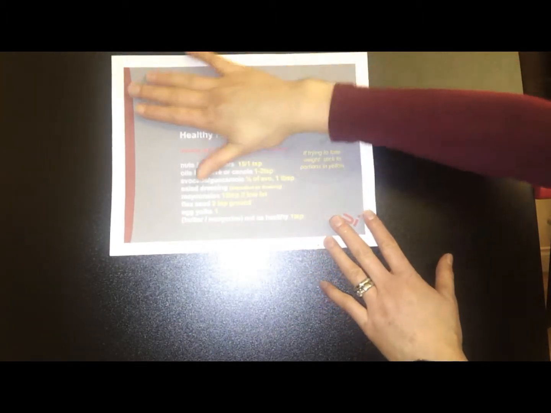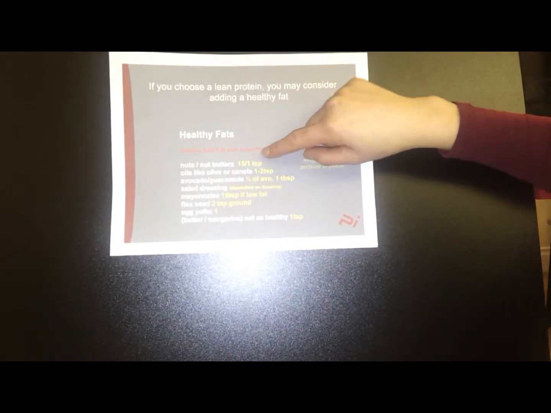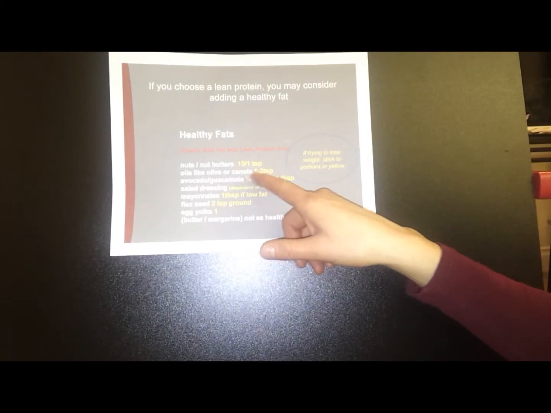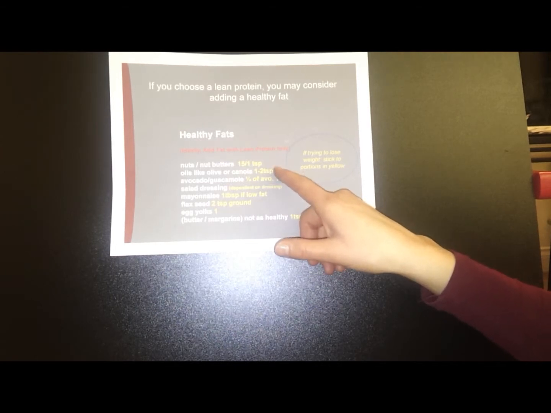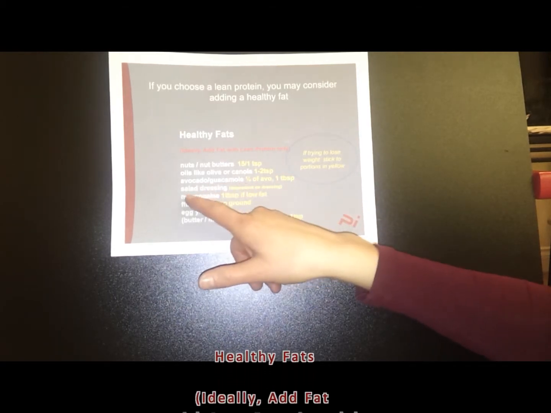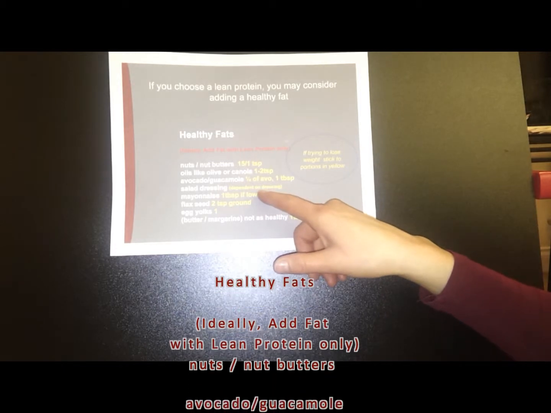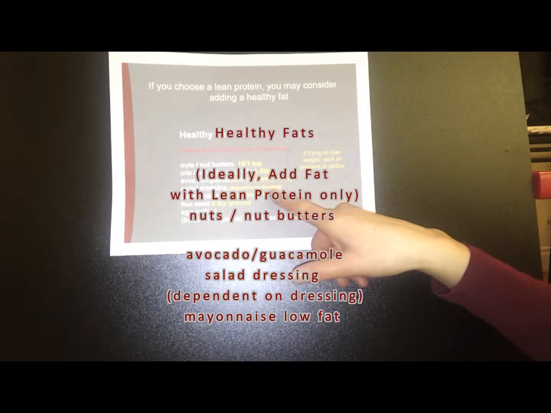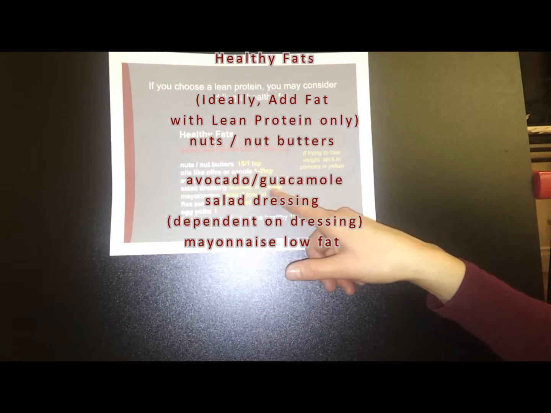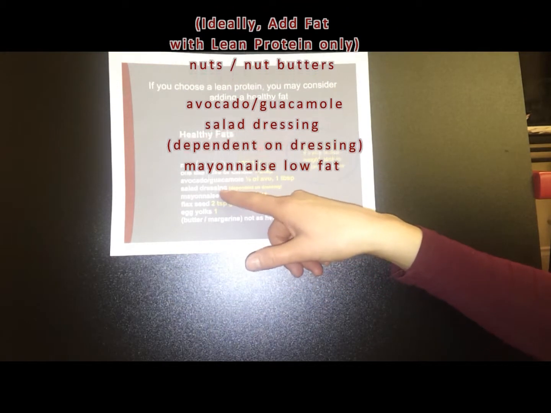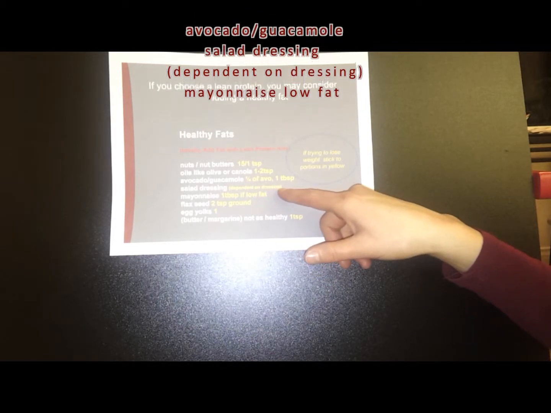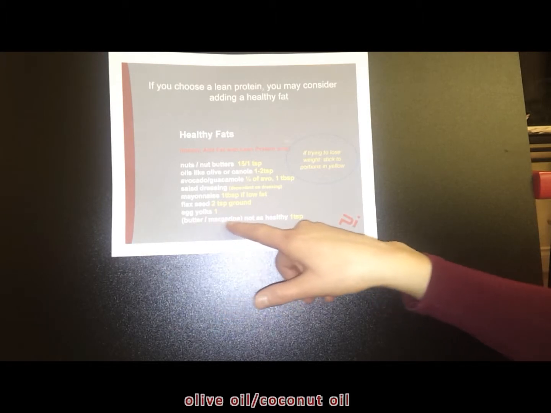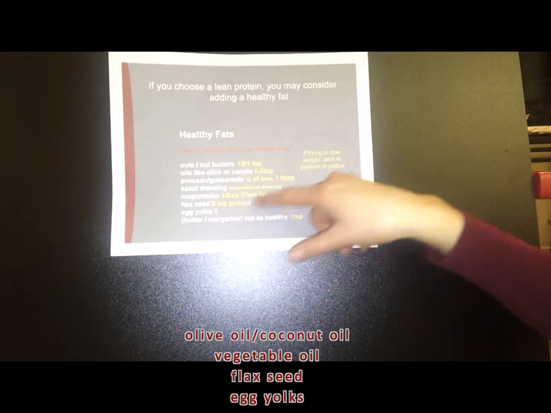So healthy fat would be nuts or nut butters, oils like olive oil, canola oil. Another one that I didn't add on here, but that's definitely good, is coconut oil. Avocado, guacamole, salad dressing if it's a good choice, limit the preservatives. Mayonnaise, and depending on the dressing, if you choose a non-fat dressing, obviously that's not a healthy fat. So a nice, healthy, non-preservative dressing made with some olive oil would be decent. Mayonnaise, flaxseed, egg yolks, butter or margarine are not as healthy as these choices above.